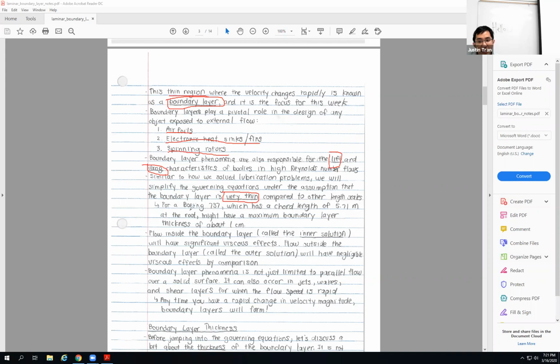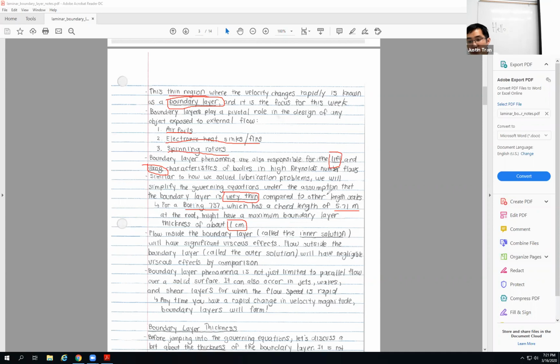If we take a Boeing 737 and its wing, the wing has a chord length of 5.71 meters at some point along the wing. It varies as you go, because the wing varies in chord length. So at a section where the chord length is 5.71 meters, the boundary layer, according to measurements that Boeing has done and by calculations, is only about 1 centimeter thick. So if you look at these big differences in scale, we have 5.71 meters in this direction and 1 centimeter in this direction. You can see that it's going to be really, really thin.